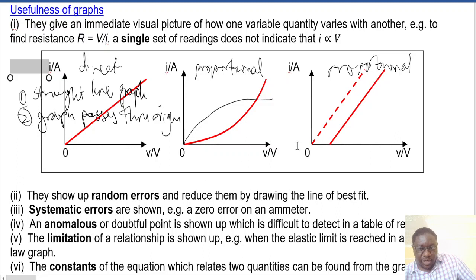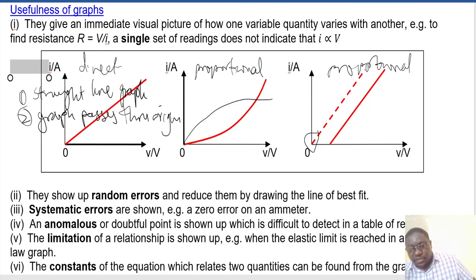Now, this graph here could show the relationship between I and V, but when you've done that, there is an error in the instrument, a systematic error, that is zero error. We expect the broken line is what we expect to get. So suppose you know in theory that you're supposed to get a straight line graph, and then it deviates to the right. It means that there is a zero error somewhere in the instrument, or some type of systematic error.